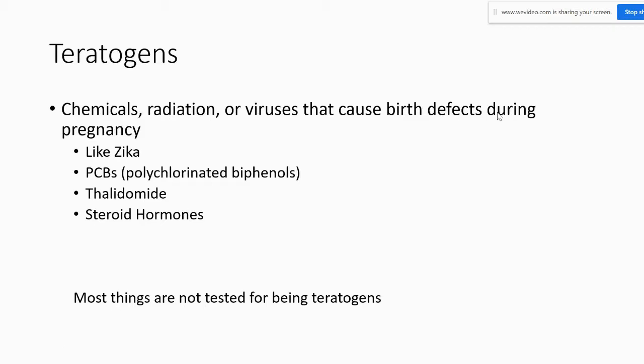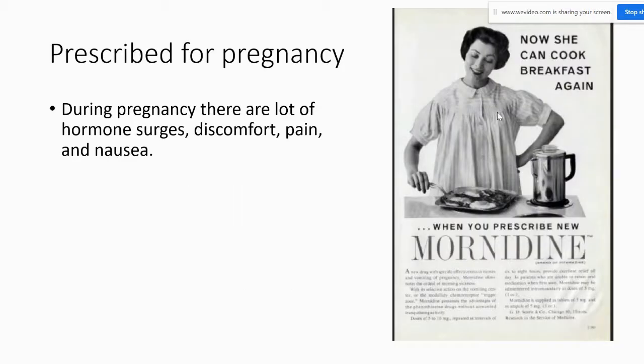Teratogens are chemicals, radiation, or anything that can cause birth defects during pregnancy. If you remember the news from the past years, this would include the virus Zika. PCBs are polychlorinated biphenyls that are found in some plastics. Thalidomide, I'll show you in the next one. Steroid hormones. Most things are not being properly tested as being teratogens because who wants to say that they were experimenting on pregnant women? Here's what happens when we don't test on animals, especially working in this case with thalidomide.